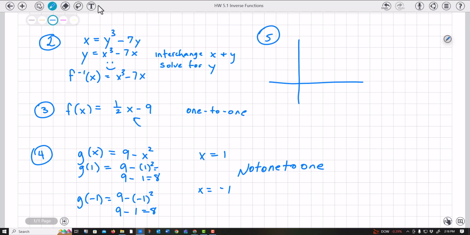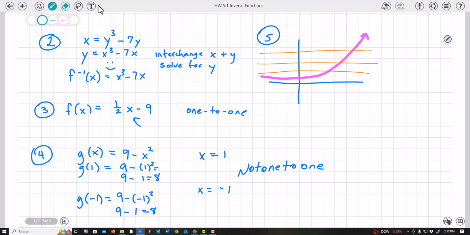Another way is by graphing, and students tend to like this, definitely if you have a function such as something like this, because you can graph it. And when you graph, what you're looking at is what's called the horizontal line test. Can I draw a horizontal line anywhere and only touch this function in one place? Yes, so that's definitely one-to-one.